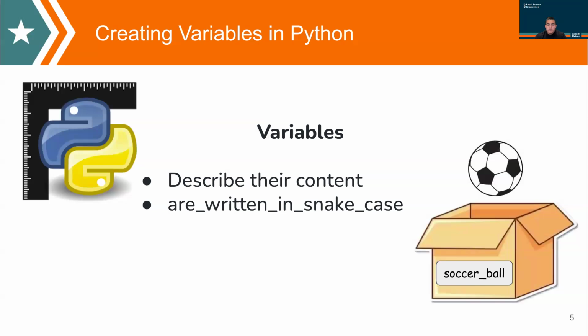In summary, creating variables in Python is essential for storing and manipulating data. By following naming conventions and avoiding bad variable naming practices, you can ensure that your code remains clean, readable, and maintainable.